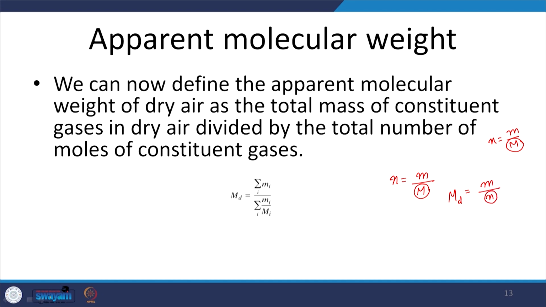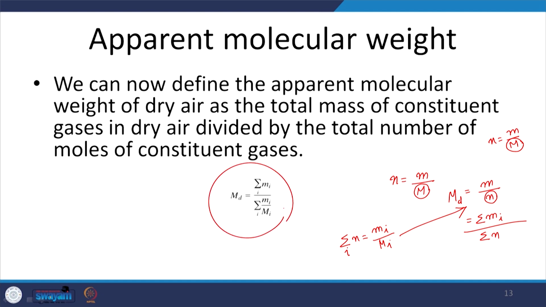Now, n is the number of moles. So, the total number of moles is to be calculated out of the number of moles of each gas. Sum over mi means the sum over the masses of individual gases, oxygen, nitrogen, and so on, divided by the sum of n. The number of moles is again weight by molecular weight, right. So, the mass of the ith species divided by the molecular weight of the ith species, right. So, you substitute this into this, and eventually you get this.